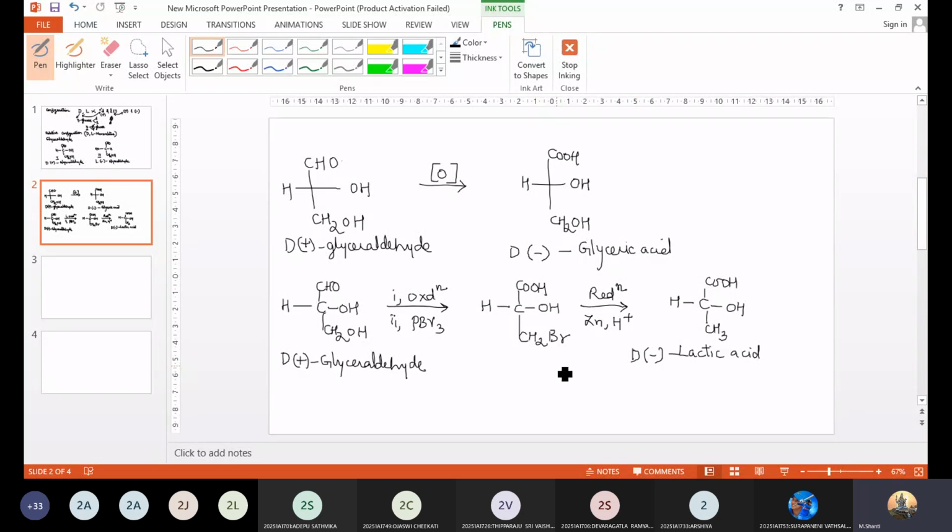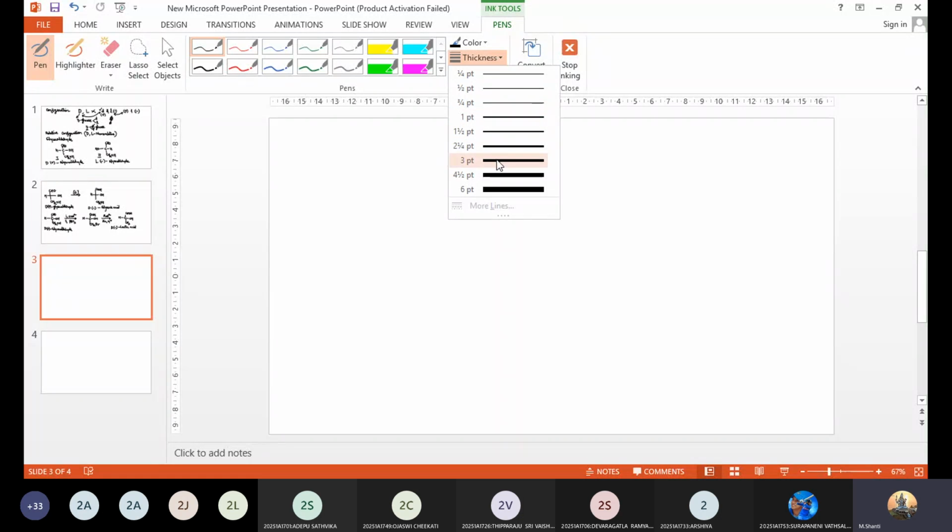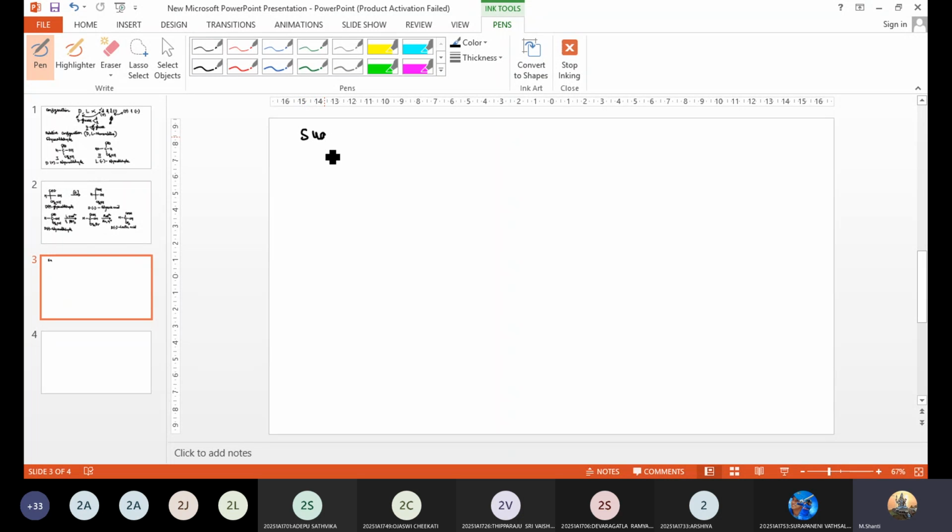Next. Yeah, any doubts still here? So I'm just taking some molecules in the sugar series. In the sugar series, I'll draw a few structures.